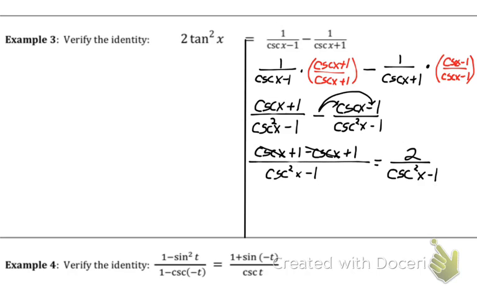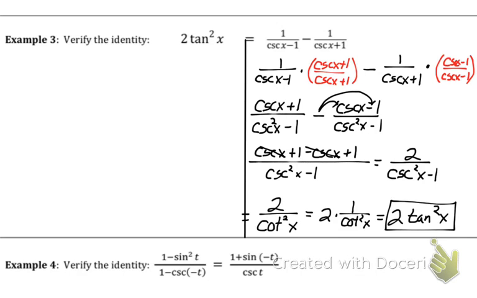Now I'm going to run out of room. I wrote a little too big. So that's going to become 2 over cotangent squared x, which is the same thing as 2 times 1 over cotangent squared x, which actually is equal to 2 times tangent squared x. And what I do if I run over like that, I just put a box around where I think I'm done. And it matches that one.